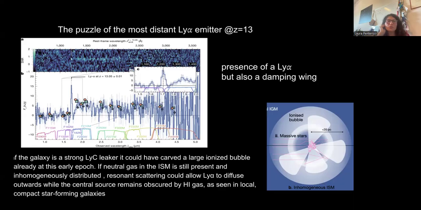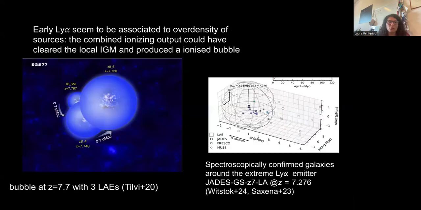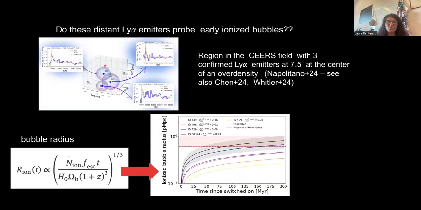And of course, to test this, we need maybe spatially resolved observations. We have also found other bubbles, so regions where we see lots of Lyman alpha. For example, we also see some clustering of Lyman alpha. So we see more than one Lyman alpha emitter very close to each other. And this tells us basically that when you have an overdensity of sources, the combined output from the galaxies can have an ionizing output that produces a large ionized region. So these are some very recent results.